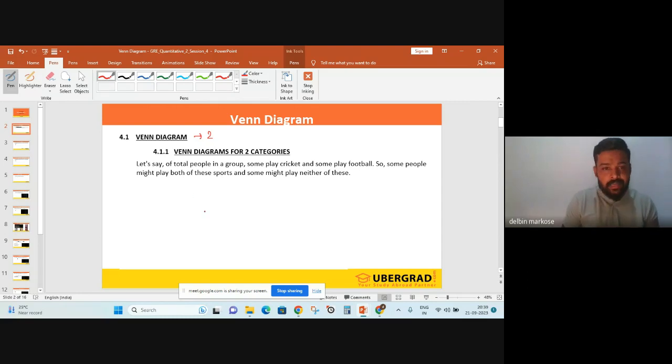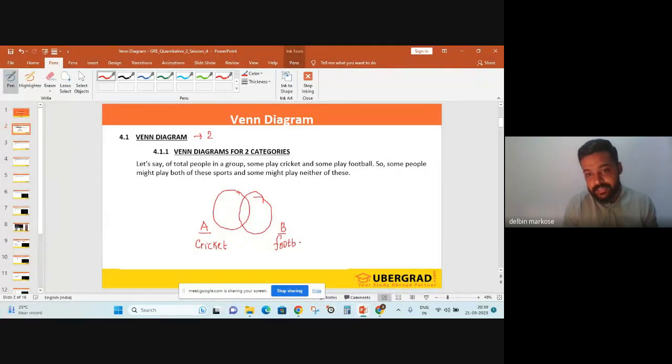For example, let's consider 2 cases. Let's consider 2 circles, right? Let's consider a circle where, let's say, this circle represents the total number of cricket players. That's category A. Let's consider another category, that is total number of football players.